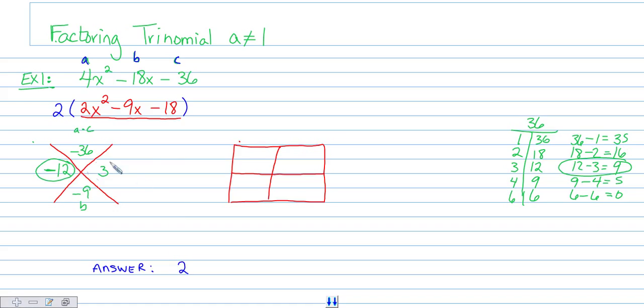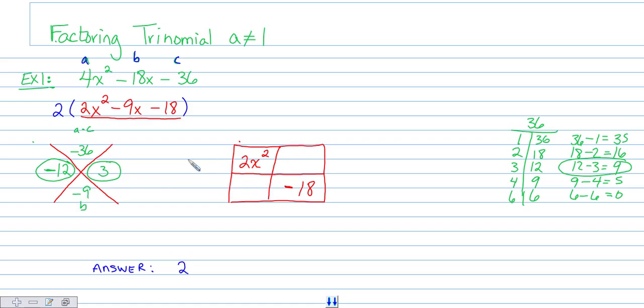Now that we have these, this is where we're going to do something a little bit different than we did when we had no coefficient. We can't just drop down and say our answer anymore because we have this 2 out in front. So what you're going to do is rewrite the very first term in the very first box, so that 2x squared goes in the first box. And you're going to rewrite your last term in this box here. Then these two terms right here will go in these two boxes, because these are the two numbers that we combined in our peanut to get the negative 9x. Remember, negative 12 plus 3 equals negative 9.